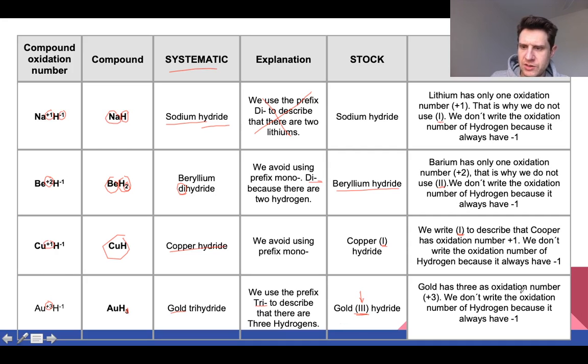Gold has 3 as oxidation number, plus 3. We don't write the oxidation number of hydrogen because it always has -1. But in this case, we write it down beside gold, on one side of gold. After gold, we have to write 3.